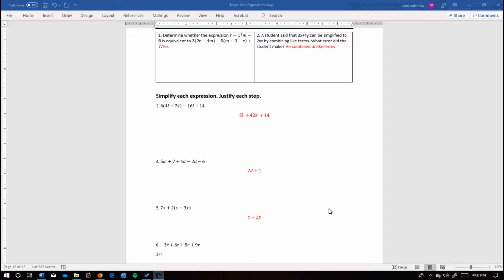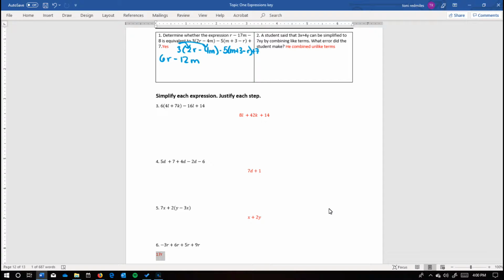Okay, so this one was a tough one. Determine whether the expression r minus 17m minus 8 is equivalent to that other expression. Well, to do that, I have to simplify the second expression so that I know what it is simplified. First, I got to distribute because I can't do the stuff in these parentheses. So 6r minus 12m, I just multiply through my 3.